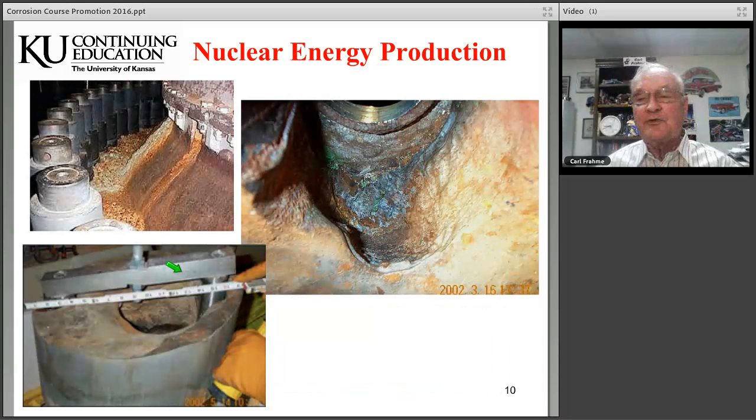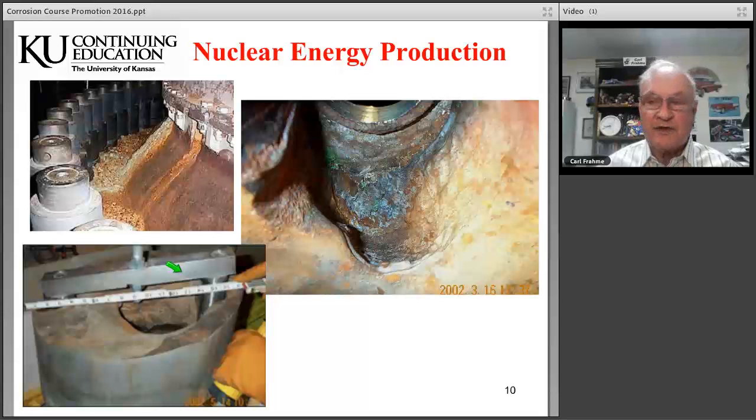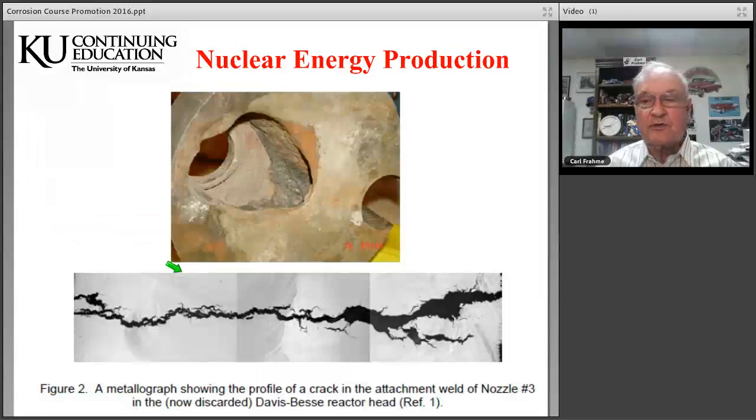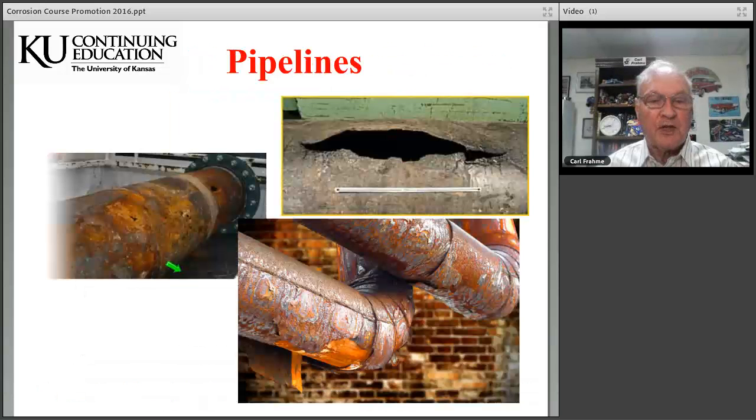There are problems in nuclear energy production. We'll talk about this as well as conventional energy production. This happens to be a case history at Bessie Davis power plant. It was a near catastrophe. A lot of stress corrosion cracking in the welds for the control feed-through tubes. Problems in pipelines. We have all kinds of protection for pipelines, but we still have corrosion in them and problems with them.